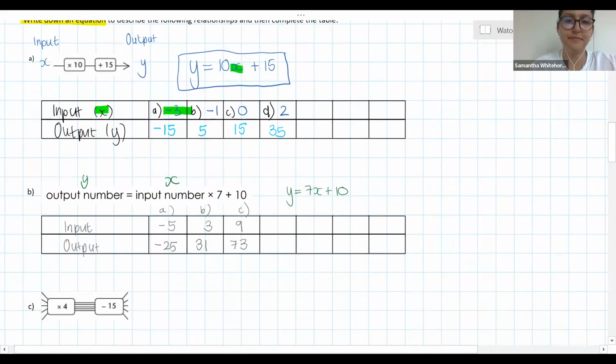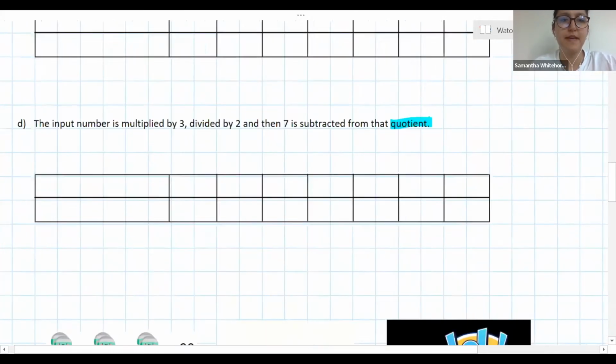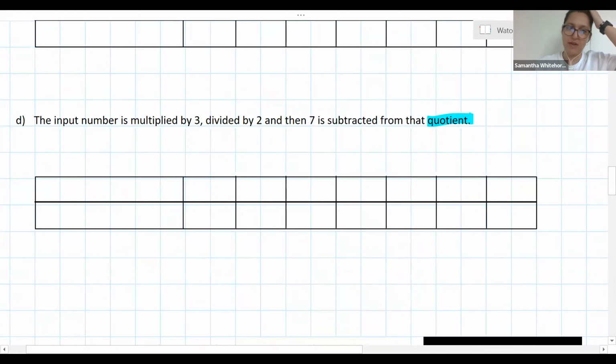Okay. So I'm going to read it again. The input number is multiplied by 3, divided by 2, and then 7 is subtracted from that quotient. Now, guys, remember, quotient refers to the operation of division. So once you have divided what you need to divide, we then subtract 7 as a last step. So I'm going to give you guys a second to think about it. If you want to have a go, you're welcome to raise your hand. It is a slightly trickier one, but I do have faith that you guys can do it. But I'm going to give everyone a chance to just think about it.